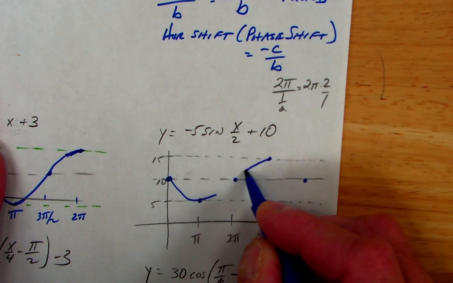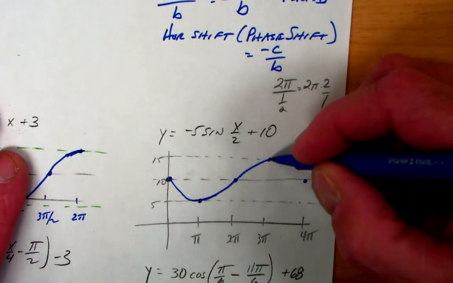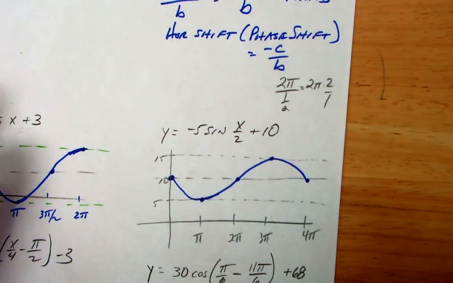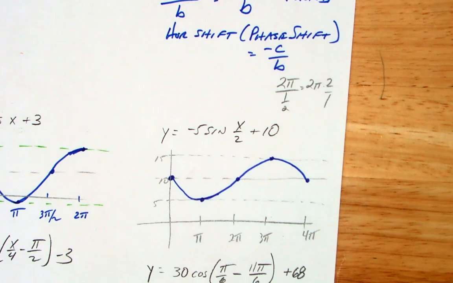Oh, that was ugly. Okay, so that's what that graph's going to look like. So on the last graph, the highest it could go was 4, you said? From my midline, yes. Yep.